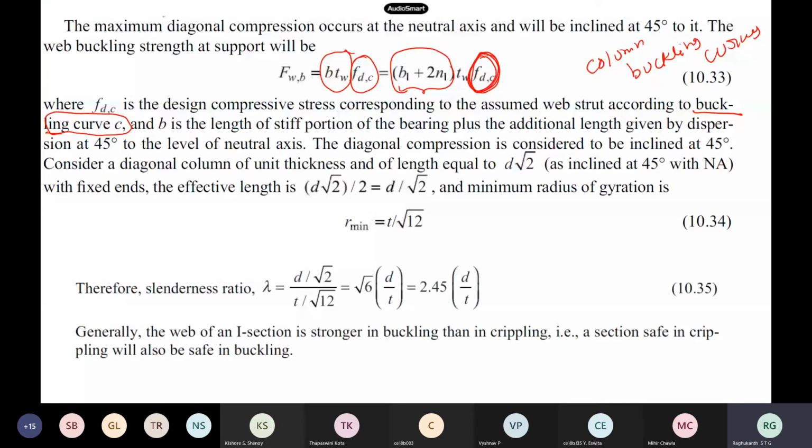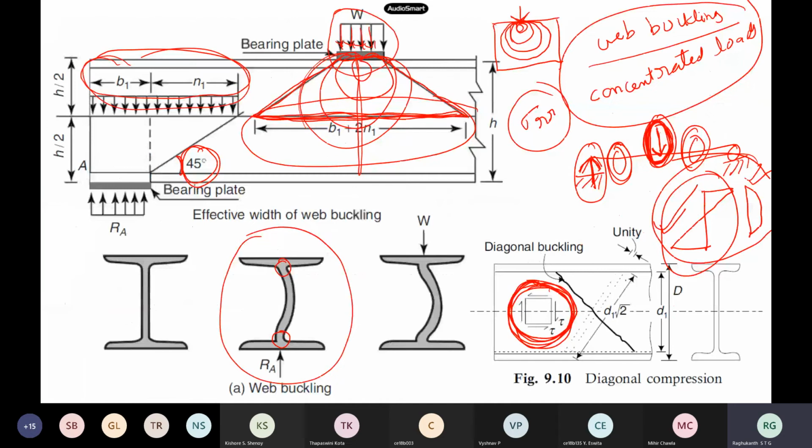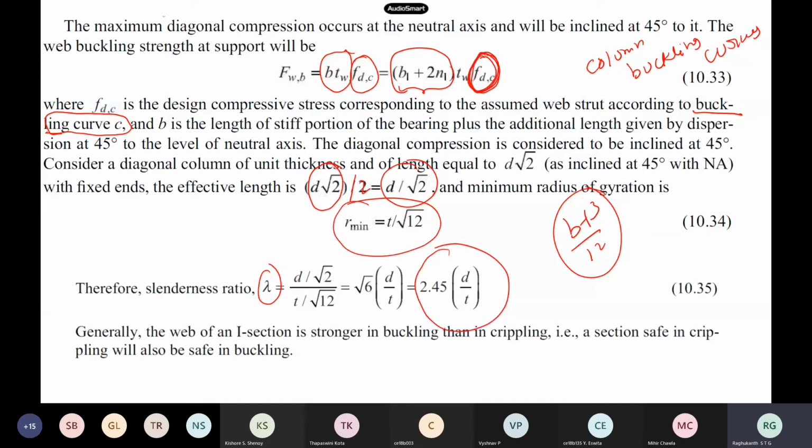So now, how to compute the slenderness ratio. Generally here, because we are considering 45 degrees, if the depth is D, the length will be D1 times root 2, because it is a shear kind of thing. And if it is a fixed case, the slenderness ratio will be divided by 2, so D by root 2 kind of thing. Then the radius of gyration for the web: the moment of inertia is BT cube by 12, and the radius of gyration comes from this. If you substitute L by R, the slenderness ratio is approximately 2.45 times D by T for the web.